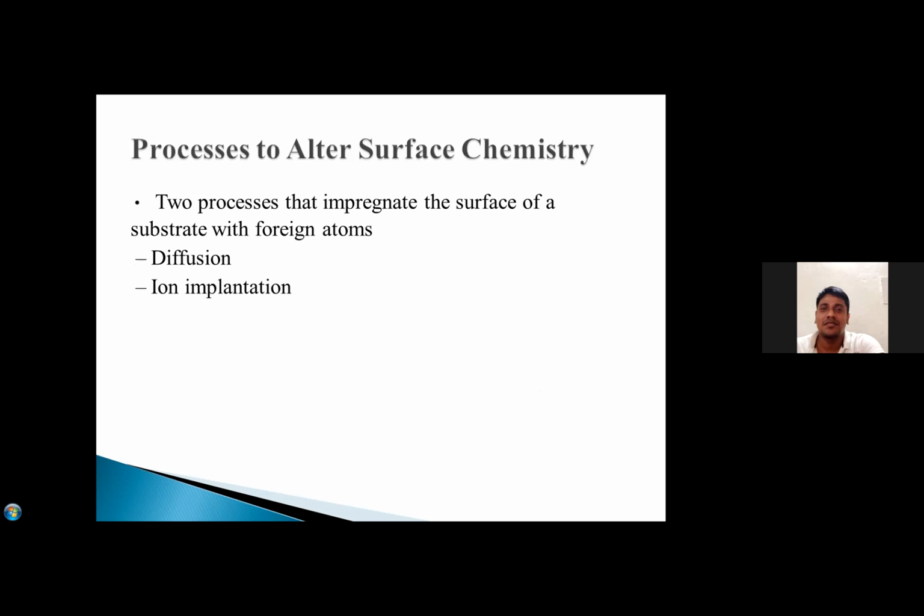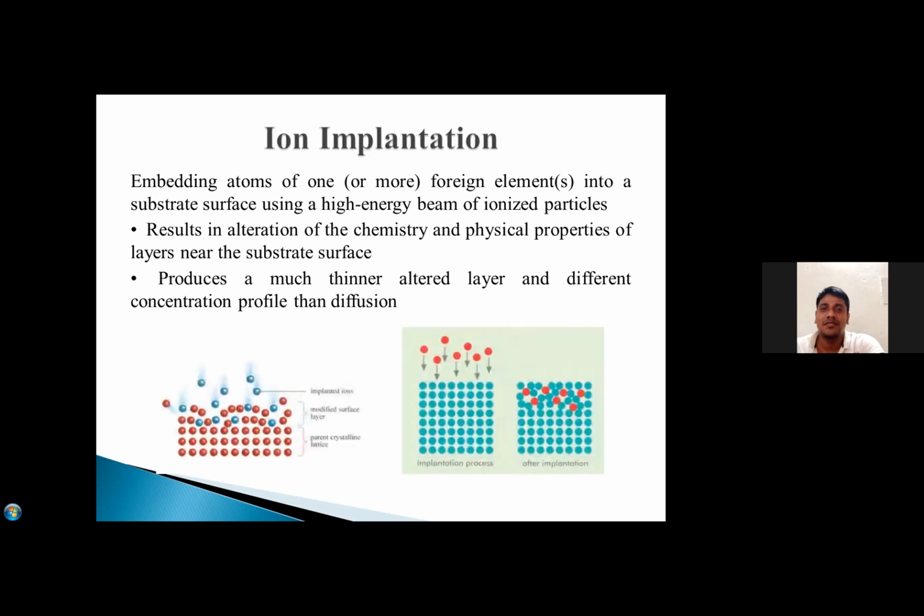This is another technique, surface chemistry. Two processes that impregnate the surface of a substrate with foreign atoms: one is the diffusion process, and another is the ion implantation process. Now I shall discuss ion implantation.